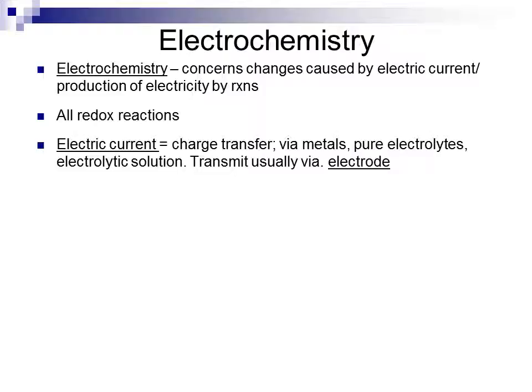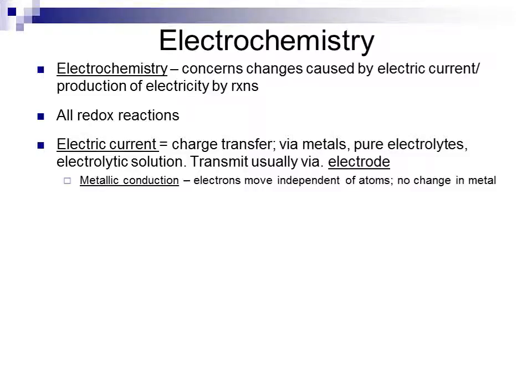For a pure electrolyte, the electrolyte has to be in a fluid phase, or fluid state, which means that the atoms have to be free to move. Generally, since most of our electrolytes will be ionic substances, that means that the ionic substance has to be in a liquid form or molten. Transmission of electric current usually occurs by an electrode.